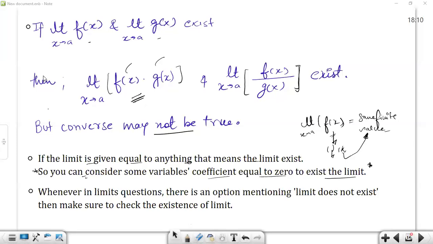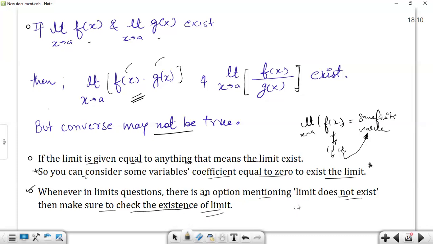Okay. Is my screen visible to you all? Yes, sir. Okay, good. We were on this point: if the limit of any function is given equal to anything, it means that the limit exists, and we do not have to check the left-hand limit and the right-hand limit. The next point: whenever in limit questions there's an option mentioning that the limit does not exist, then make sure to check the existence of the limit.